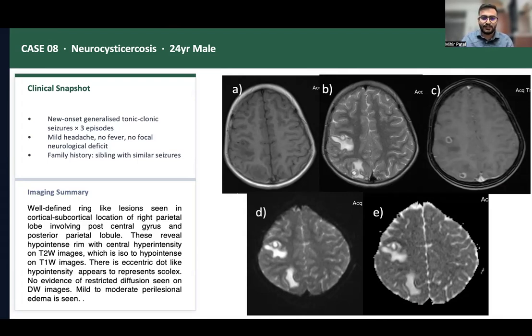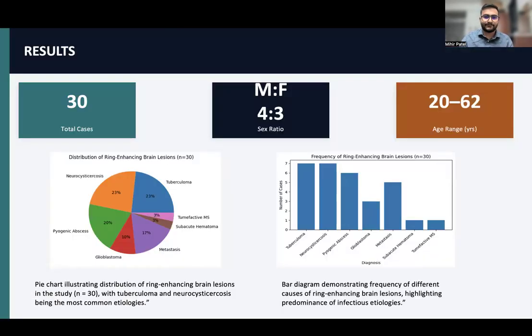involving the postcentral gyrus and posterior parietal lobule. These reveal a hypointense rim with central hyperintensity on T2 weighted images, which is iso to hypointense on T1 weighted images. There's an eccentric dot-like hypointensity which appears to represent the scolex. There was no restricted diffusion. There's mild to moderate perilesional edema noted.